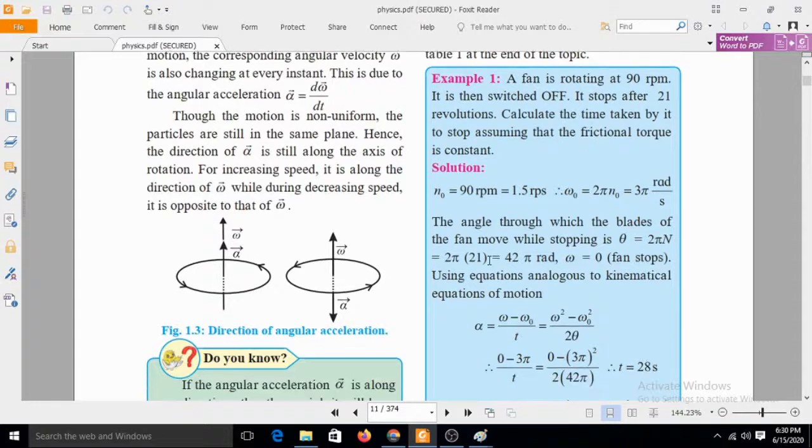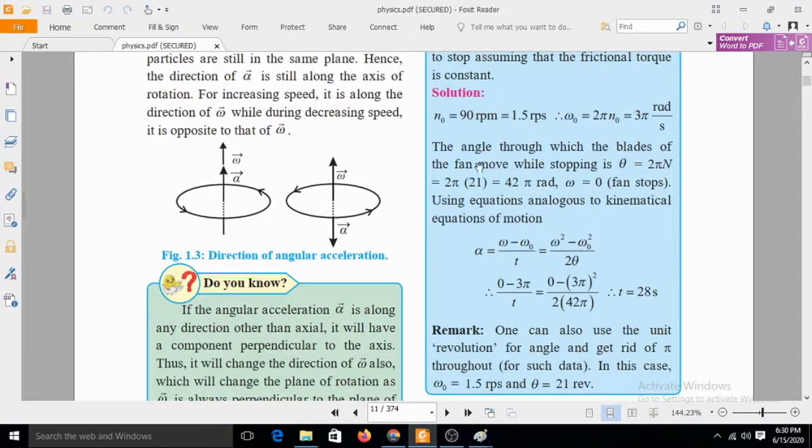Torque is what? Simple, when an object rotates, the rotatory motion requires a force, or the force is required to rotate the body, that is simply known as torque, and here we are taking it as frictional torque. So now the frequency is 90 rpm, that is rotations per minute. Now it is converted to 1.5.